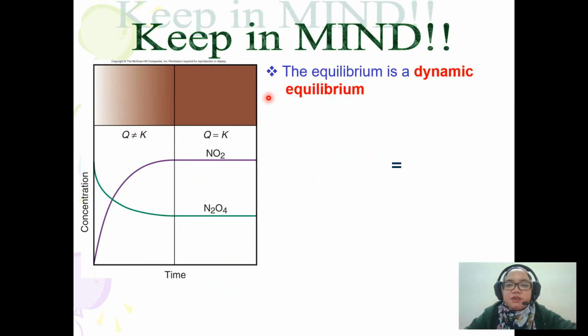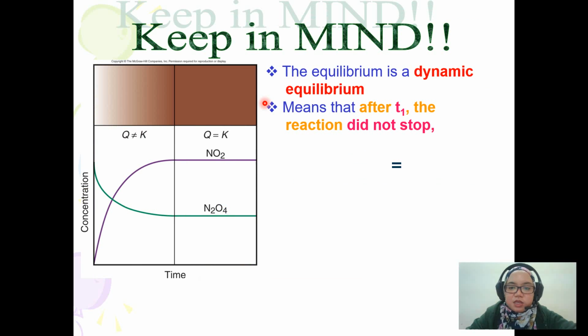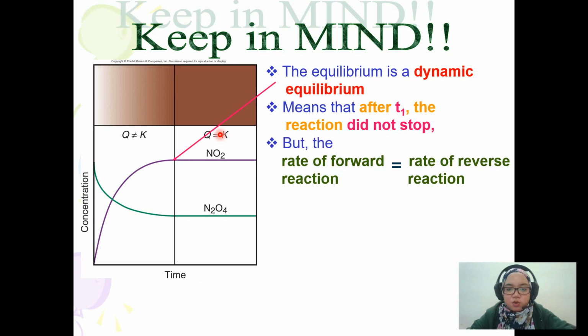So, the equilibrium is a dynamic equilibrium. It means that after time T1, the reaction did not stop. The reaction does not stop, but it achieved a state of chemical equilibrium, which is dynamic equilibrium. When the reaction achieved the dynamic equilibrium, the rate of forward reaction is equal to the rate of reverse reaction. Meaning, both forward and reverse reactions are proceeding at equal rate.